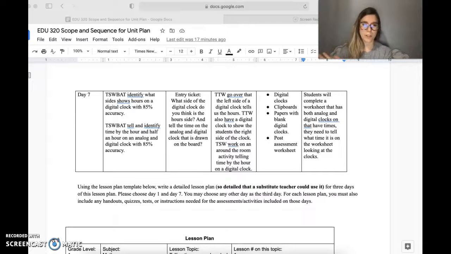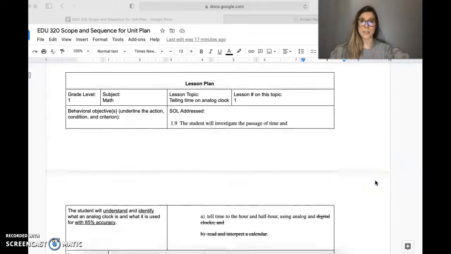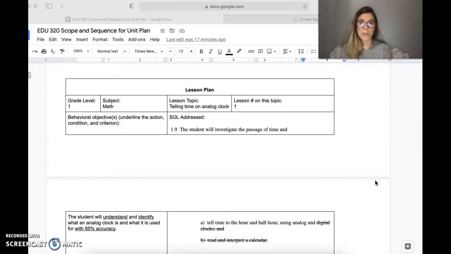They will work with different partners again, and the other class students will complete a worksheet that has both analog and digital clocks on it with times, and they need to tell what time is on the worksheet. The worksheet is down below in my lesson plan that I'm about to get to. So for the first lesson plan, I chose day 1 because we had to choose day 1.